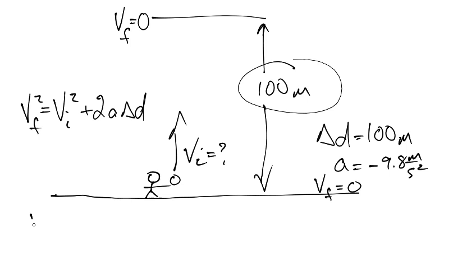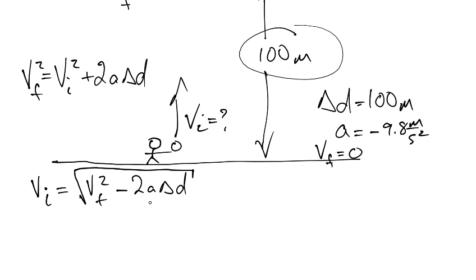So solving for VI, let's rearrange that equation and solve for VI. It would be VI is equal to VF squared minus 2A delta D. Take the square root.